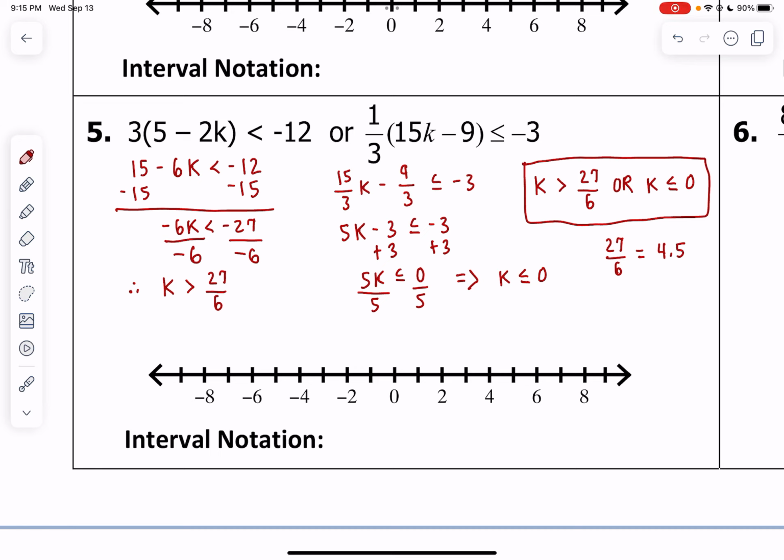And that'll help us with this number line. So let's now look at the number line. Let's start off with this inequality. We'll have an open circle at 4.5, and then everything to the right of that will be part of our solution. Okay. Now let's look over to this one. Sorry. K less than or equal to 0. We would have a closed circle at 0. And then everything to the left would be filled in.